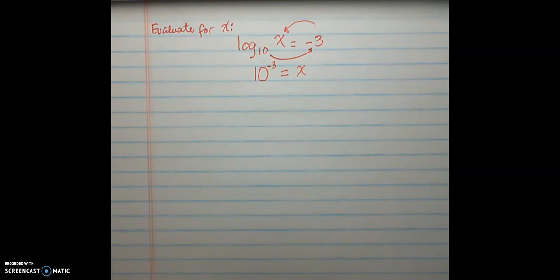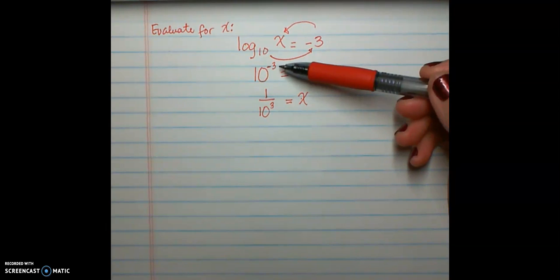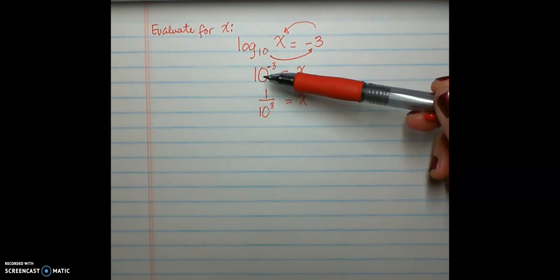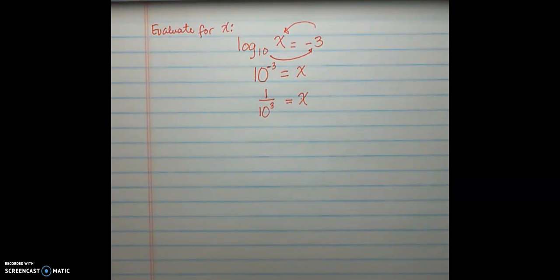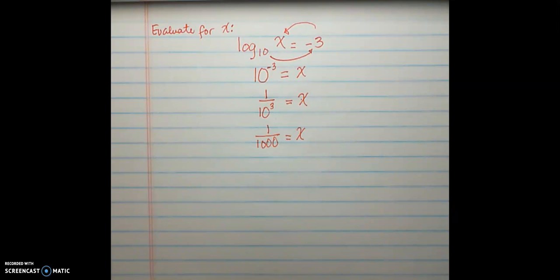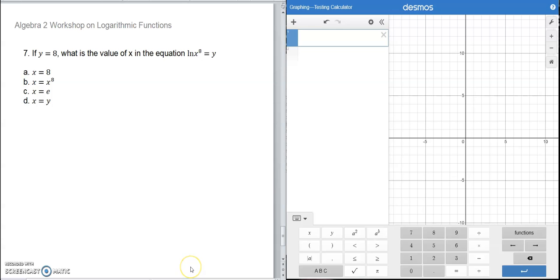All right, and then we're just going to solve this. A negative power has to be moved down to the denominator so that it turns to a positive. So it looks like this. So this is the value of your x, 1 over 1000 or 0.001.